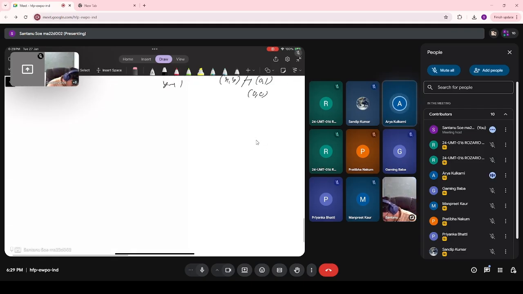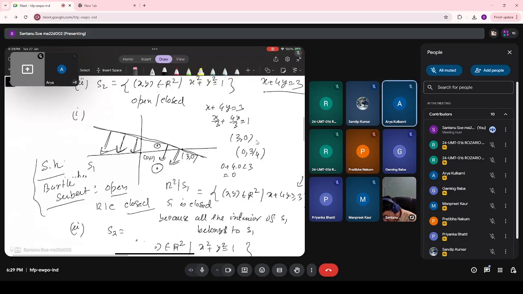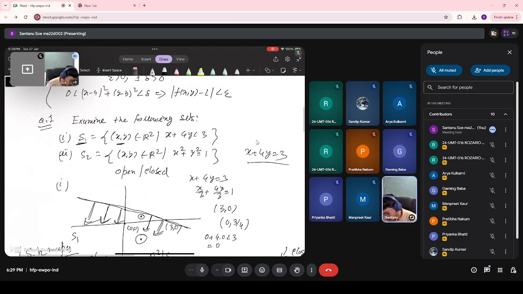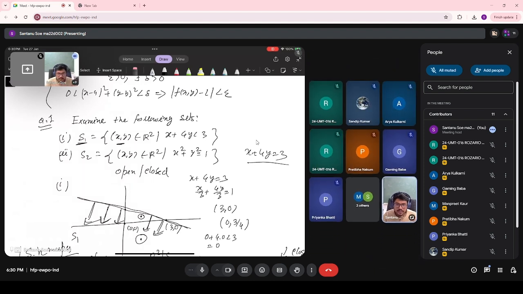Sir, I can't understand the first question clearly. Can you explain one more time? Okay. A set is called open if all its points are interior points. Interior point means if you take a point and then you take a neighborhood, then this neighborhood will belong to the same set again. Then the point is called an interior point.